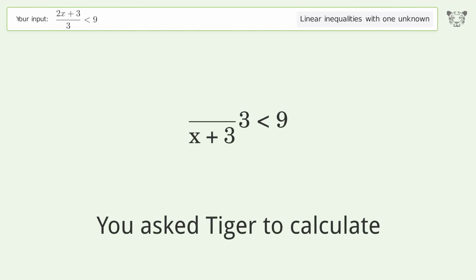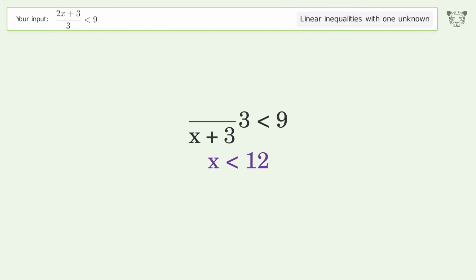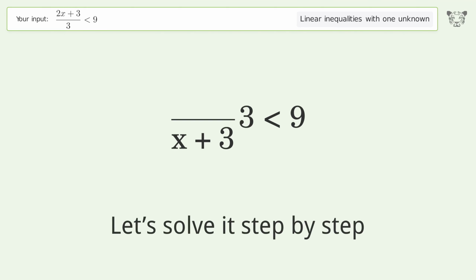You ask Tiger to calculate. This deals with linear inequalities with one unknown. The final result is x smaller than 12. Let's solve it step by step.